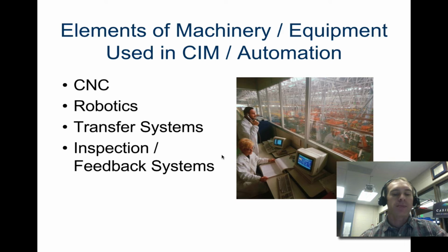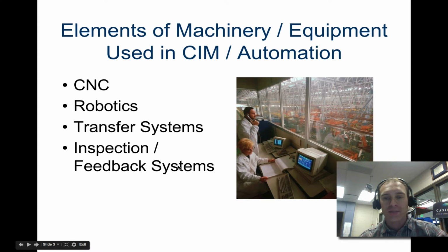So looking at some elements of machinery and equipment used in SIM and automation. Again, SIM is computer integrated manufacturing. That is the name of our class. So CNC is computer numerical control. And computer numerically controlled robots, transfer systems, feedback systems, things that get a response and then adjust what they're doing in response to it. That's feedback. All of these are used to reduce manufacturing costs.